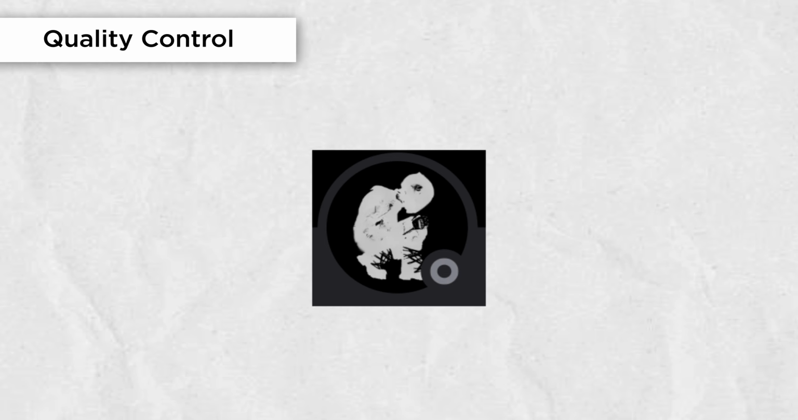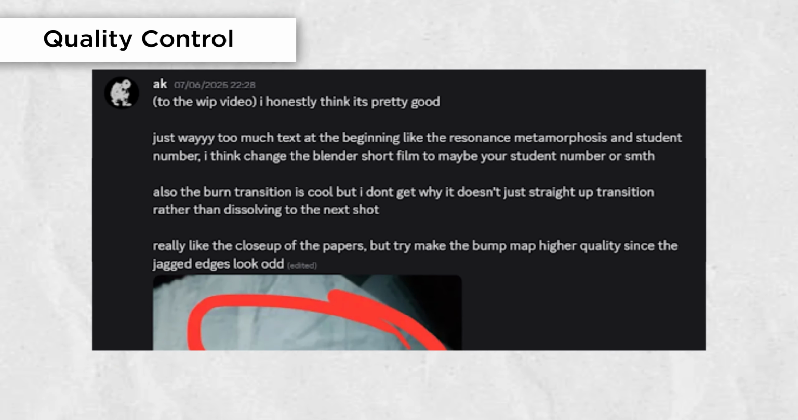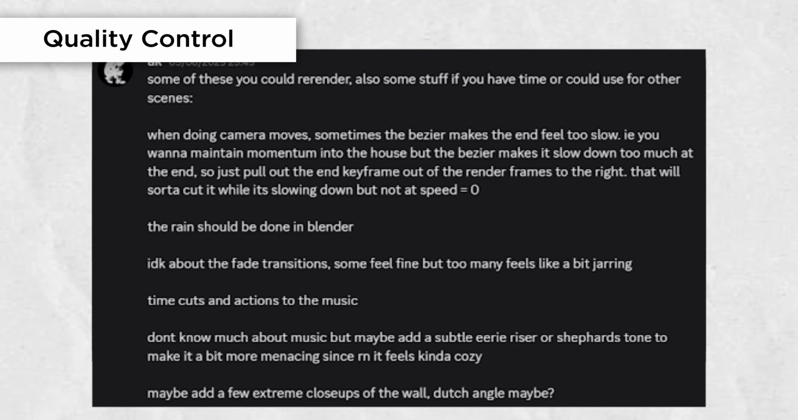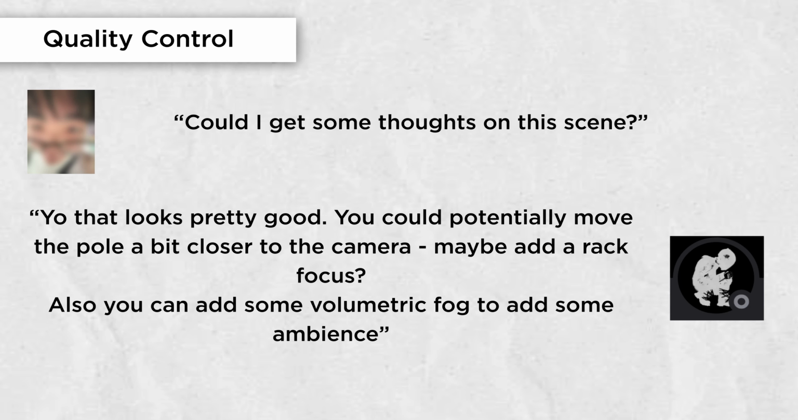Throughout the course of my project, I also received extensive feedback from one of my friends, Arish, a previous Shapelearner, who suggested a range of recommendations throughout my production process, including comments on framing, lighting, and animation. I was able to come up with ideas with his help, which I believe greatly enhanced the ambience of my project. "Yo, that looks pretty good. You could potentially move the pole a bit closer to the camera, maybe add a rack focus. Also, you can add some volumetric fog in the back to add some ambience."